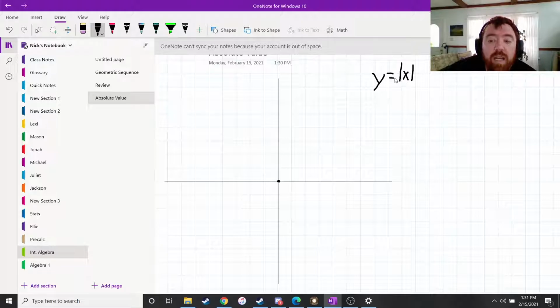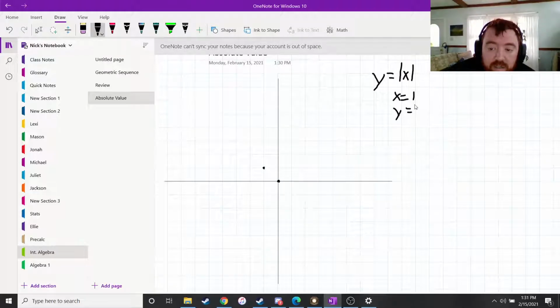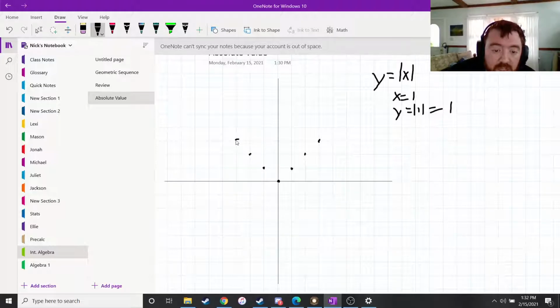Now, if x equals -1, then the absolute value of -1 is 1. So y would equal 1. Let's say that x equals 1. Well, that means y is equal to the absolute value of 1, which equals 1 as well. So it's going to be here. And we would see that continue with each number, -2, -3.